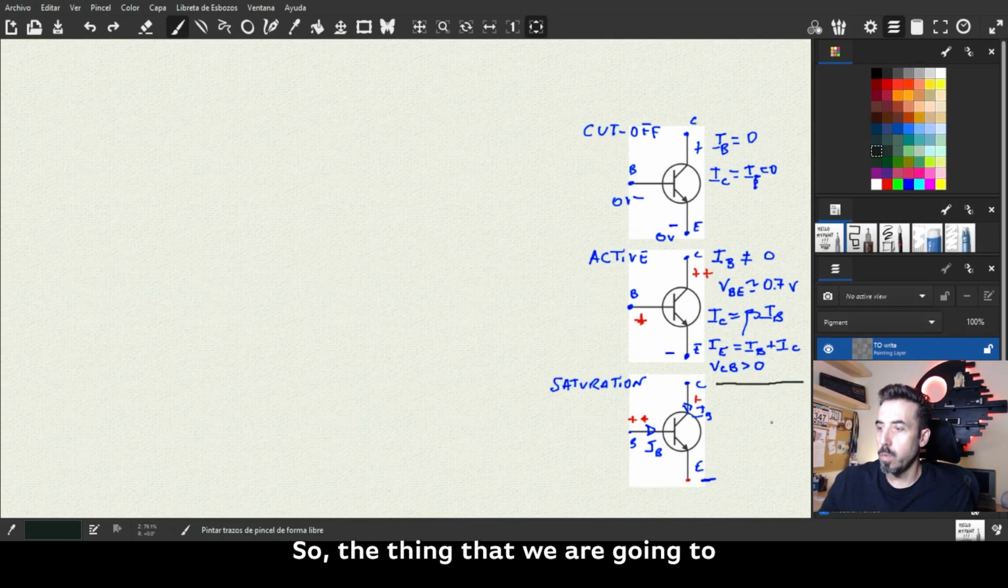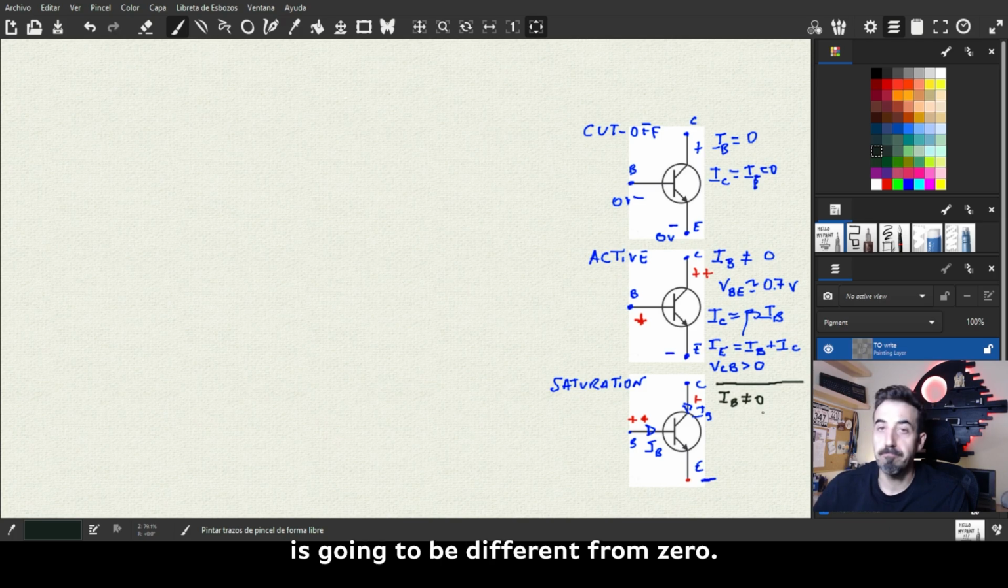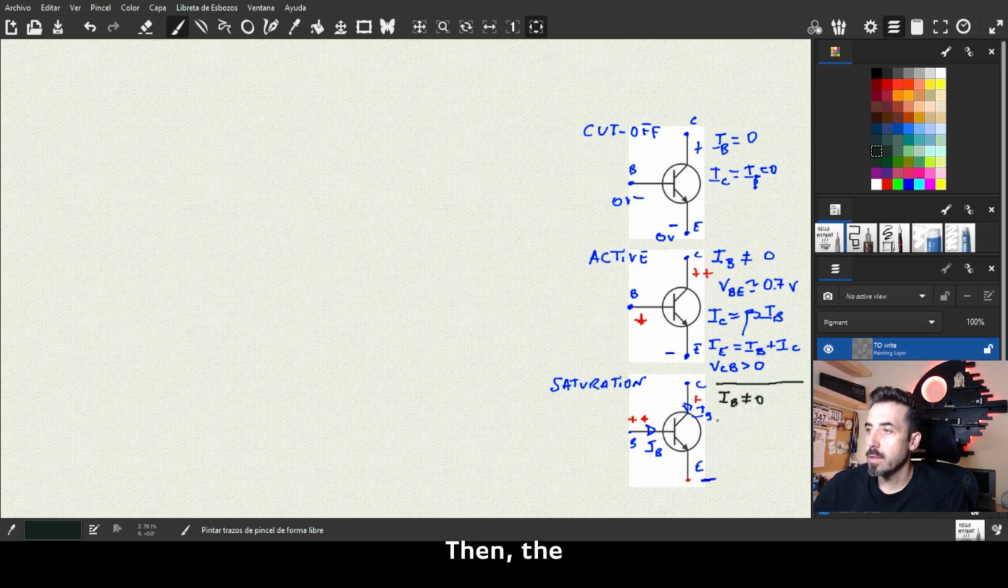All right, so what else? The thing that we are going to have now is that the current through the base is going to be different from zero. Then, consequently, the voltage between base and emitter is going to be more or less 0.7 volt.